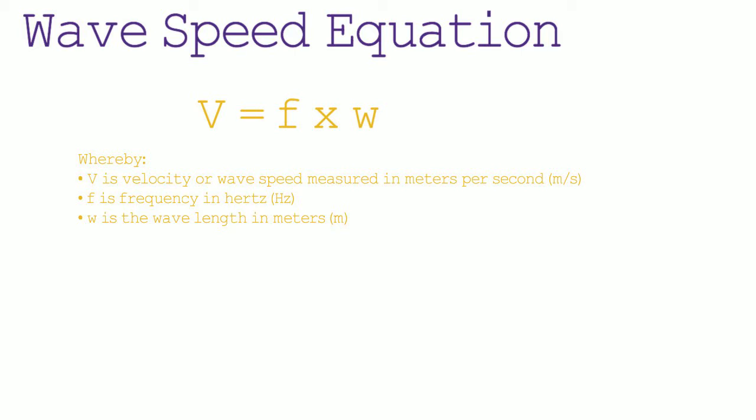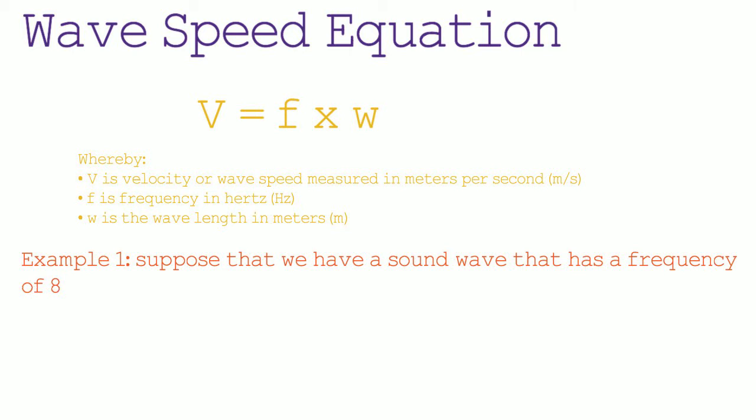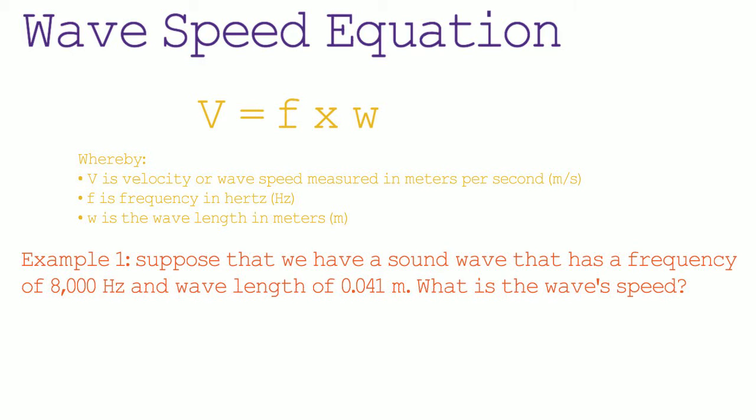The higher both the frequency and the wavelength are, the faster the wave will be travelling. So let's have an example. Suppose that we have a sound wave that has a frequency of 8,000 Hz and a wavelength of 0.041 meters. What is this wave's speed?